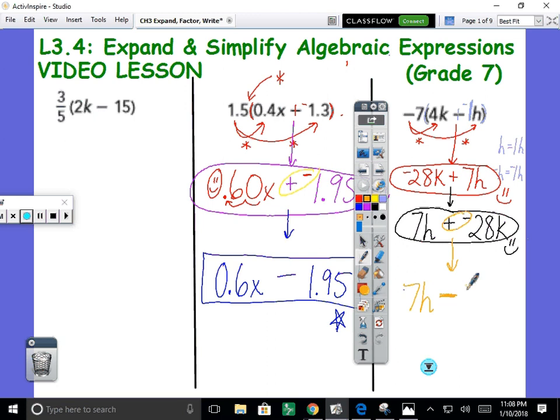Now I have 7H, take away. And notice that negative is that add the opposite, or adding a negative becomes a subtraction. I grab that whole group, it's now subtraction. So I just bring down the 28K. This will get you the golden star, or maybe orange tonight.